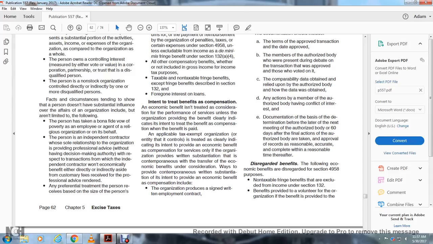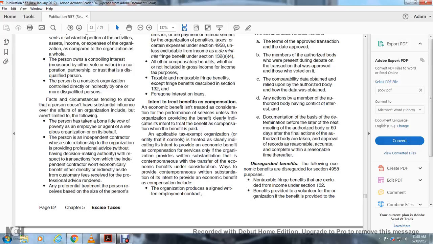Intent to treat a benefit as compensation. An economic benefit is not treated as consideration for the performance of services unless the organization providing the benefit clearly indicates its intent to treat the benefit as compensation. A benefit paid by the applicable tax-exempt organization, or by an entity it controls, is treated as compensation for services only if the organization provides substantiation contemporaneous with the transfer of the economic benefit.